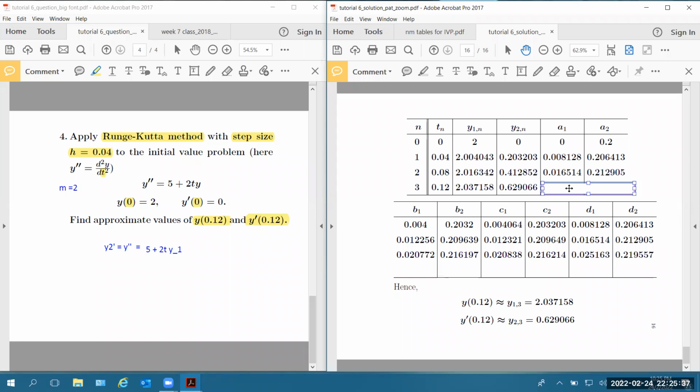All right. Now this one is not needed because you are not getting the next point, right? So you just stop here. All right. So this value is your y at 0.2. This is the value y prime at 0.12. Okay. Is it okay? All right.